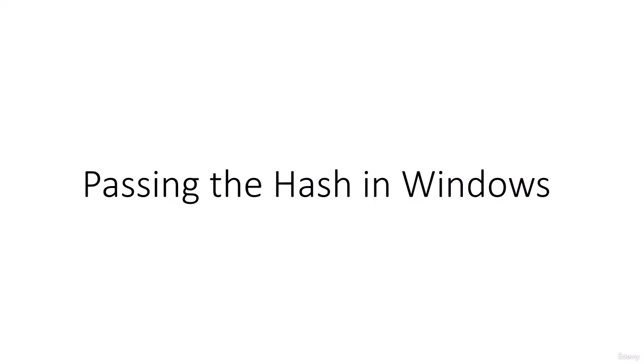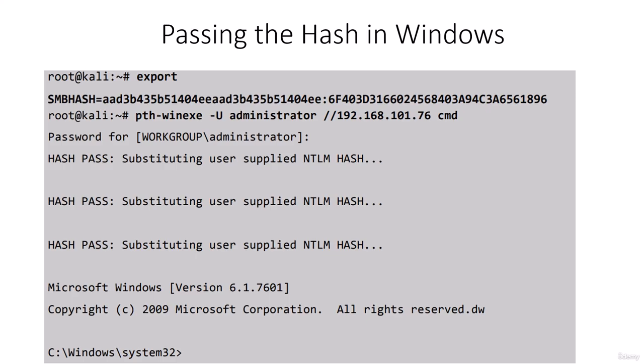We begin by first setting an environment variable called SMBHASH, containing the password hash that we would like to use for authentication. Then we can use the PTH WinEXE tool to authenticate using the password hash and gain a remote command shell on a target machine. So this is the remote command, this is the target machine, and this is the command.